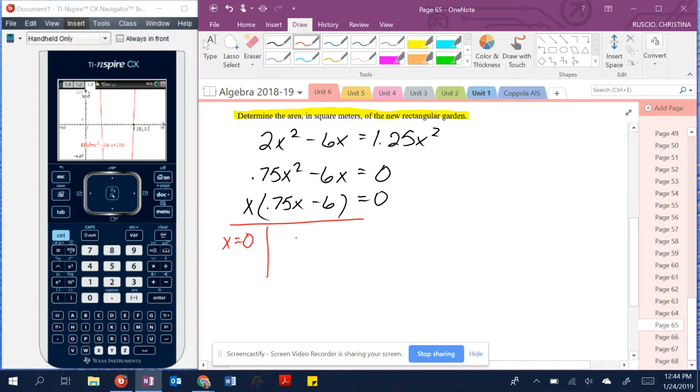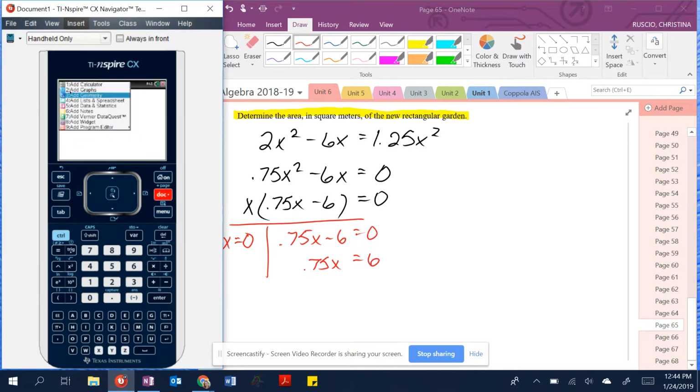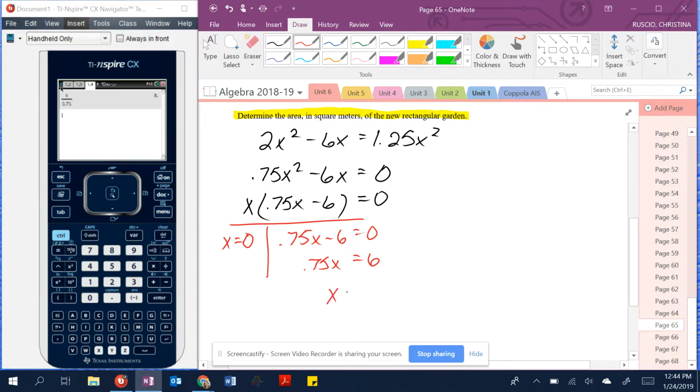X equals 0. That doesn't make sense. You can't have a side length that's 0. Let's hope that this side gives me a better option. So what's that? 0.75x is equal to 6. And what is 6 divided by 0.75? Let's use our calculator for that so I don't make any calculation errors. Ooh, that's fun. X equals 8.